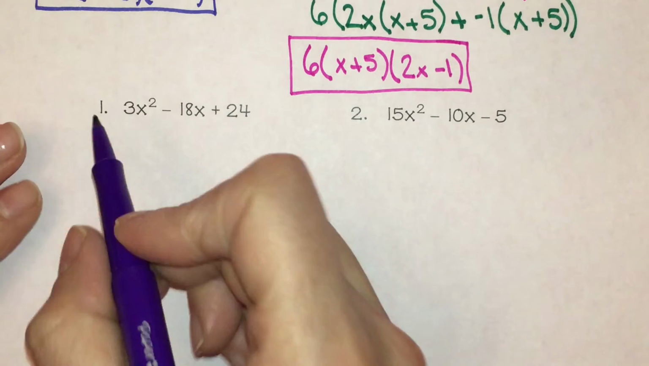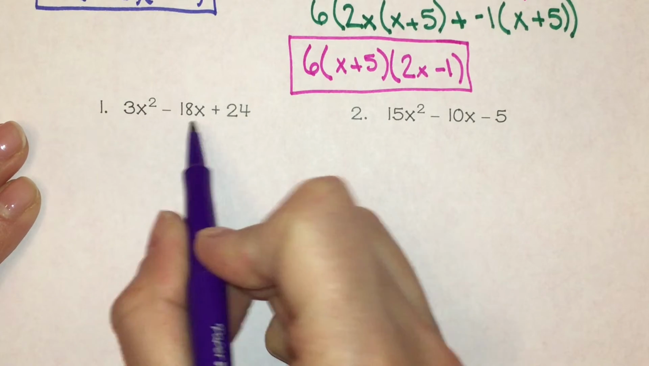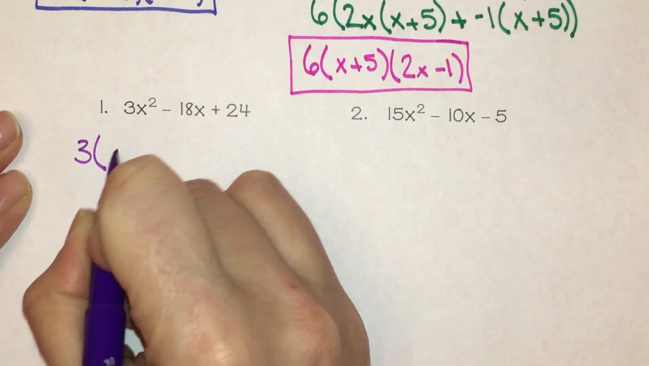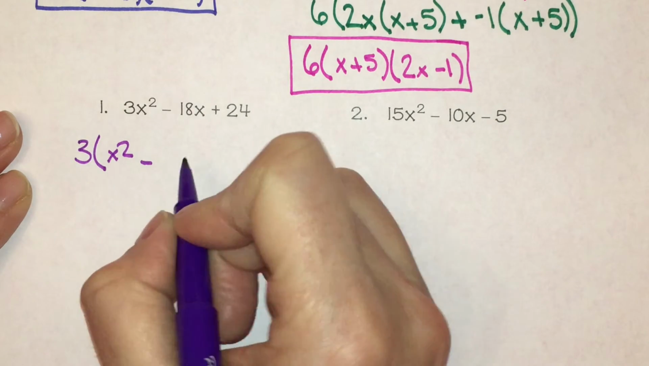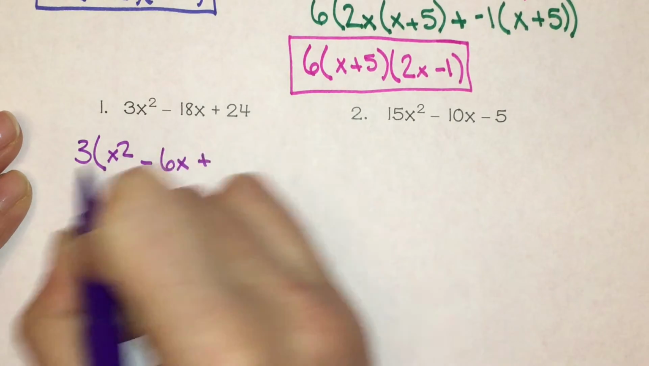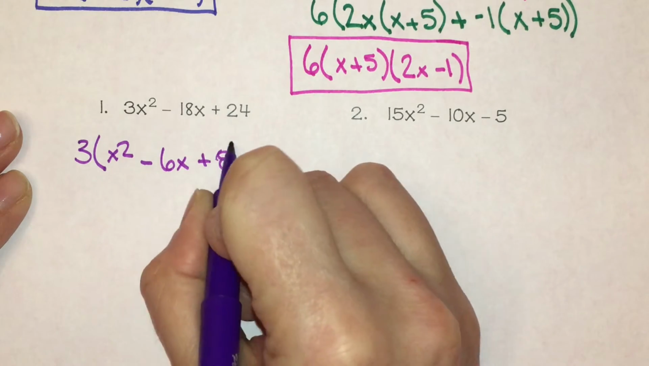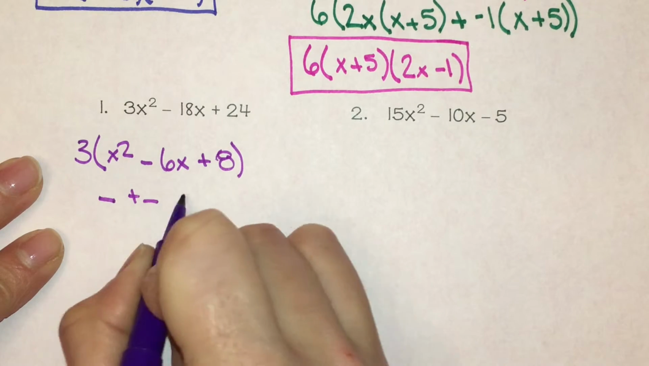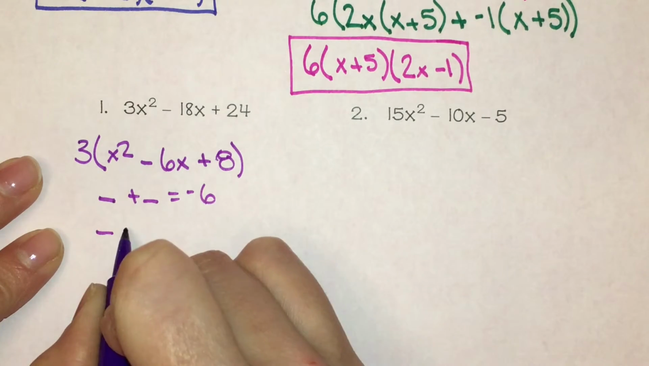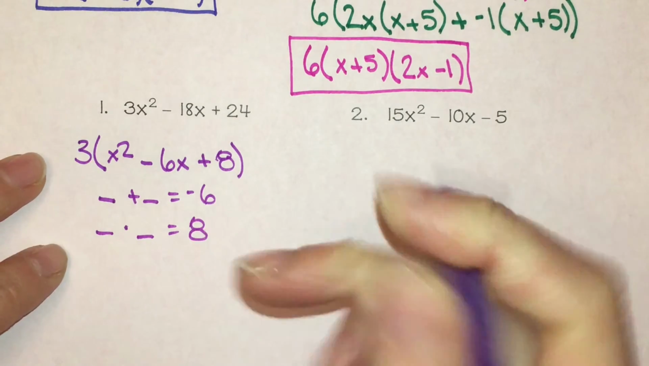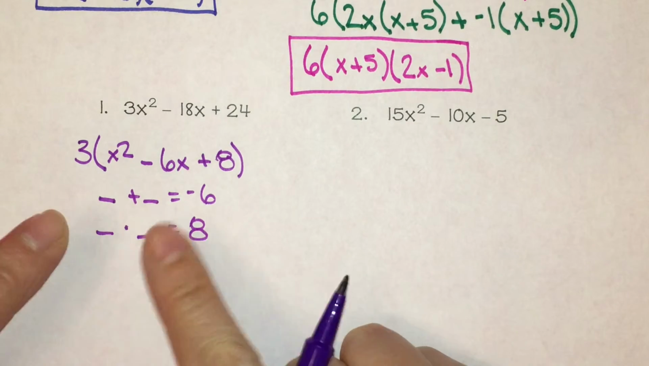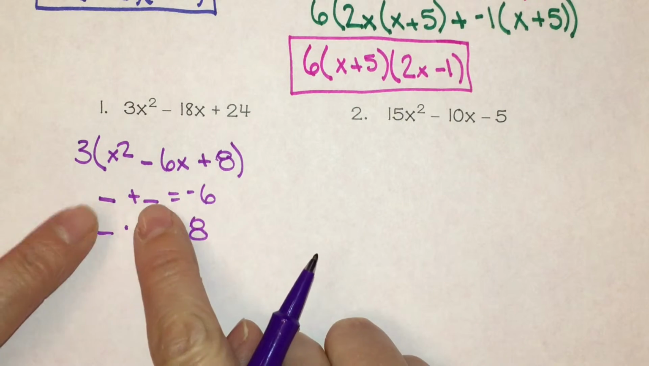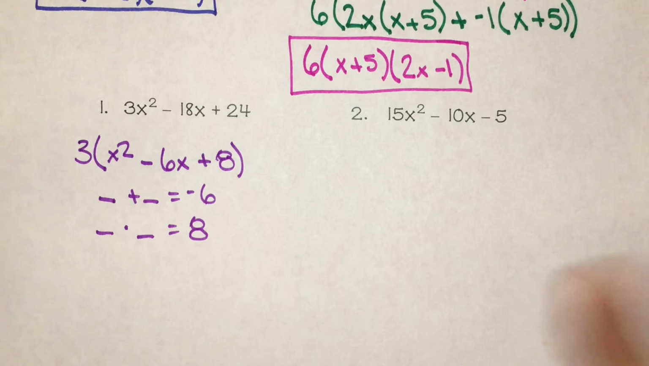the answers. All right, so in the first one, 3, 18, and 24 are all divisible by 3. 3x squared divided by 3 is x squared. Minus 18x divided by 3 is 6x, plus 24 divided by 3 is 8. So this is a simple kind where I'm factoring what's inside, and I just have to figure out what add together to equal negative 6 and what multiplies together to equal 8. I know they're both going to be negative, because a negative times a negative is a positive, and the only way to get a negative when we add them together is if they're negative.